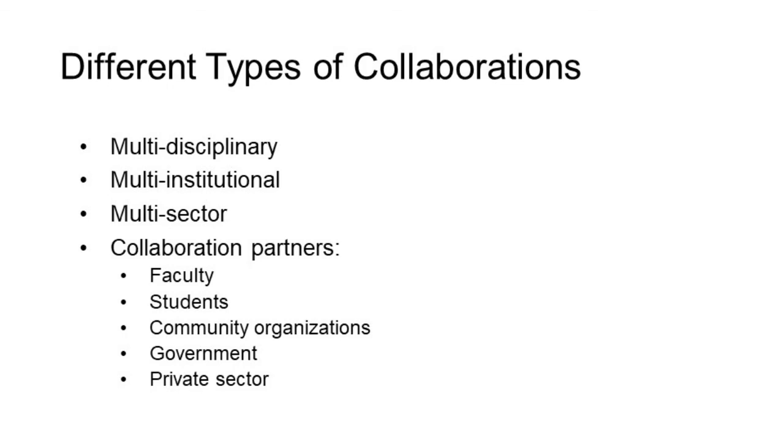As illustrated by these examples, research collaborations can be quite diverse. They can be multidisciplinary, multi-institutional, or multi-sector, and they can involve faculty and students at different levels of expertise and experience, as well as partners in the community, government, or private corporations.